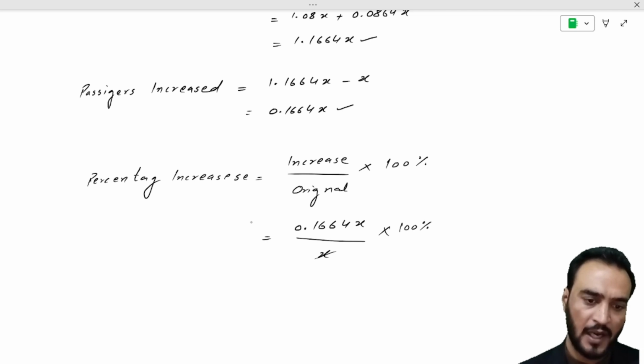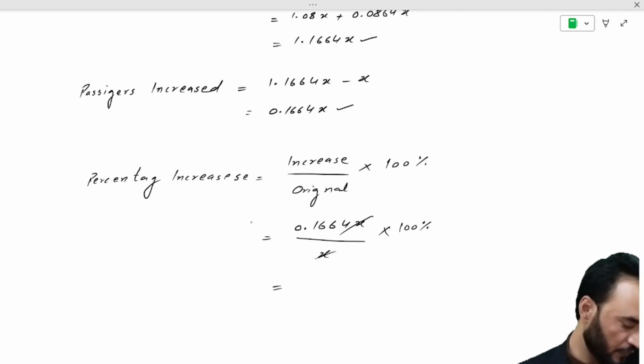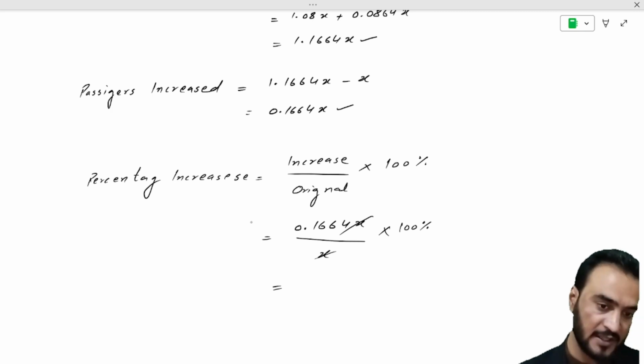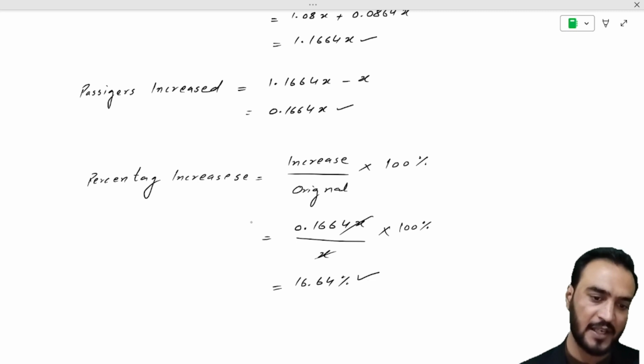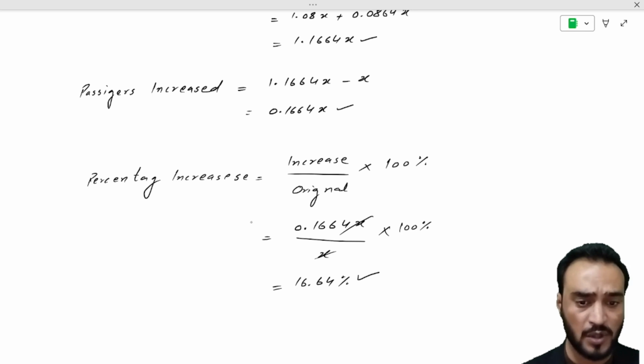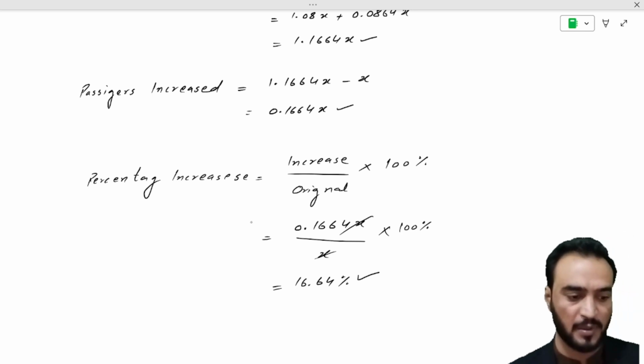So x and x cancel each other. So multiplying 100 with 0.1664, we get the percentage increase, that is 16.64%. This is the percentage increase in the number of passengers from 2010 to 2012. So this was question number 11.